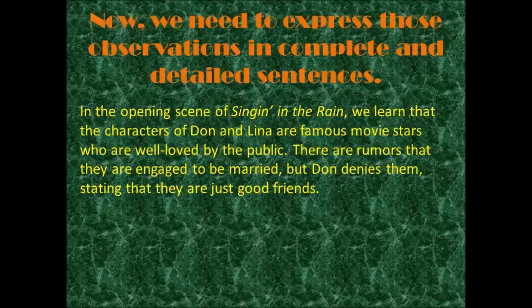In the opening scene of Singin' in the Rain, we learned that the characters of Don and Lena are famous movie stars who are well loved by the public. There are rumors that they are engaged to be married, but Don denies them, stating that they are just good friends. So you can see we took all those notes and put them together into a nice, well-written, almost kind of mini paragraph there. But we know that's not the end of our question.